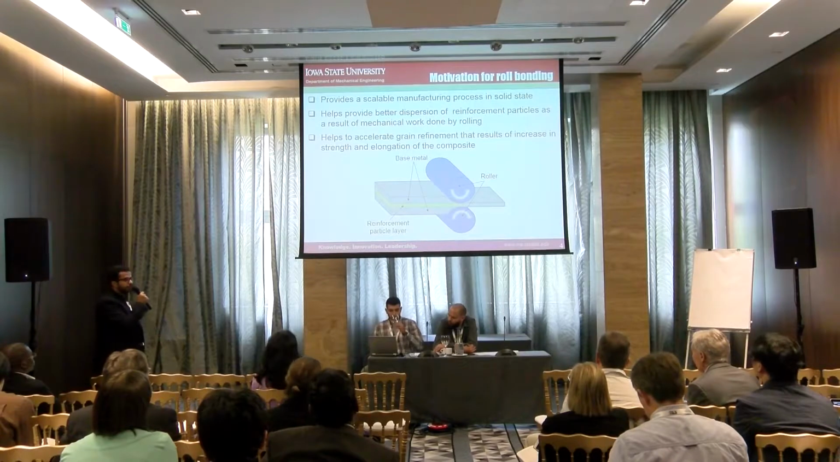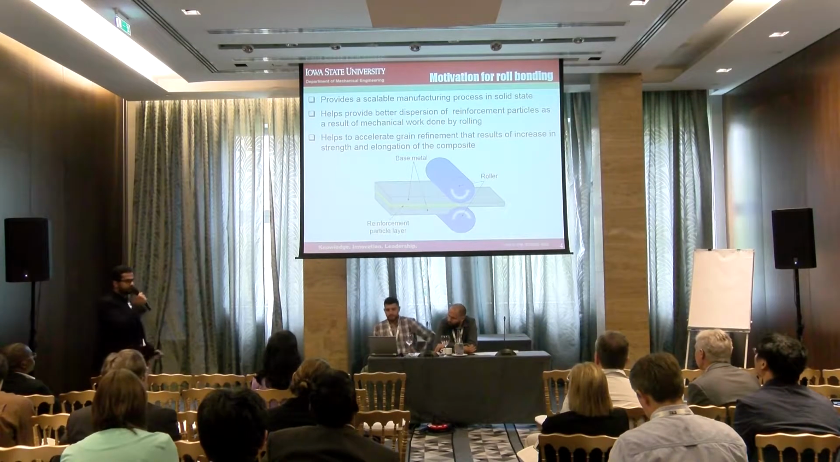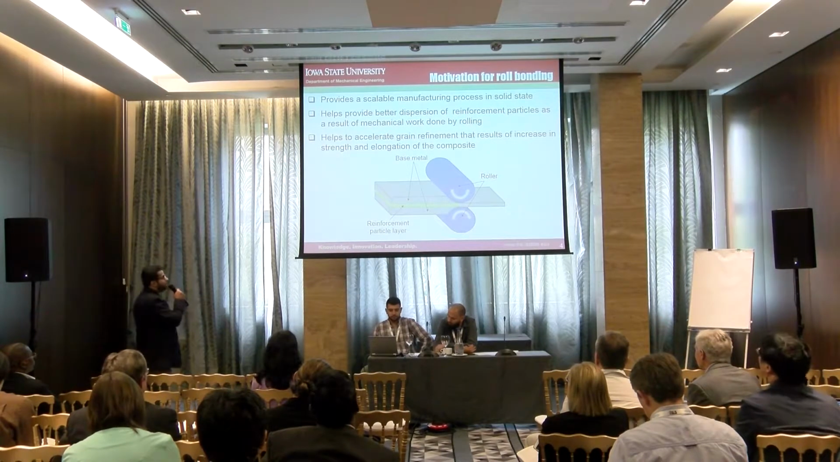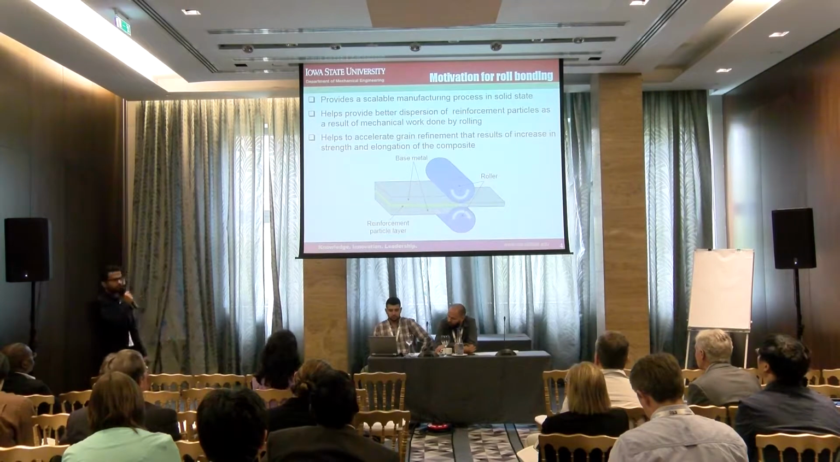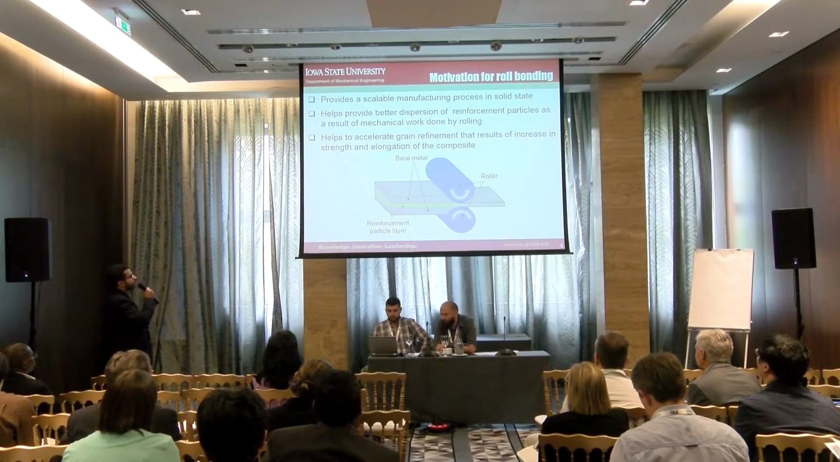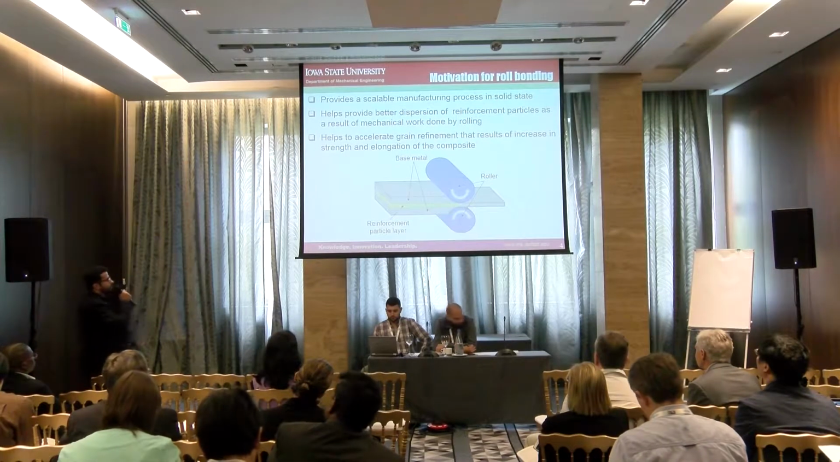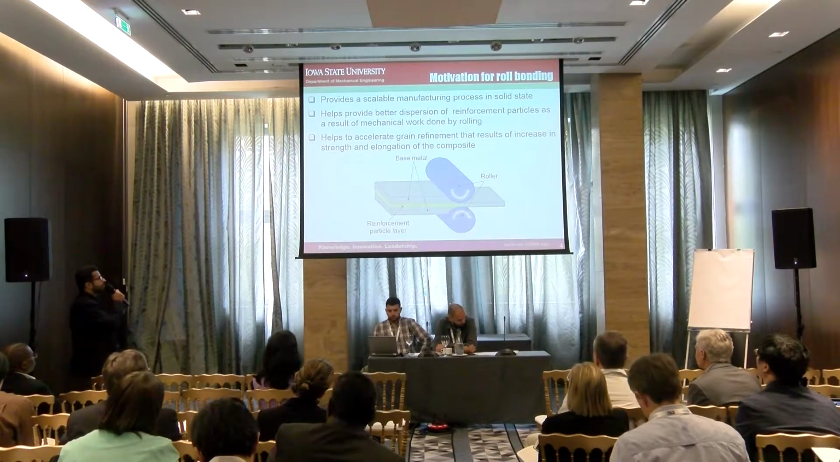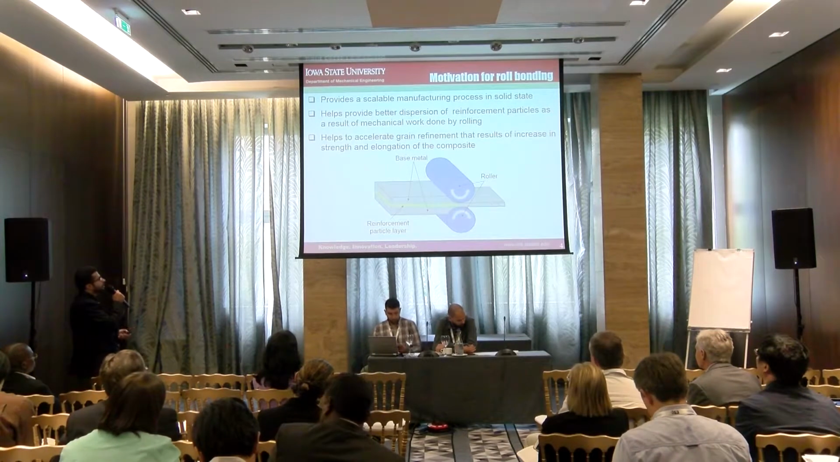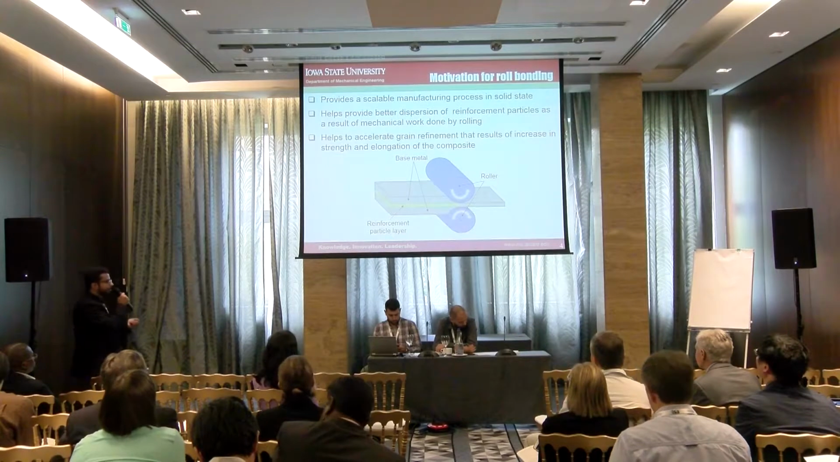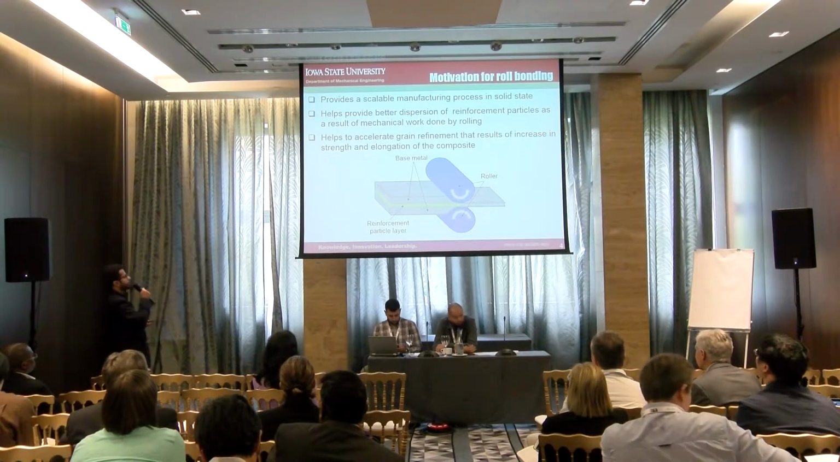For the motivation for using this process, we have used roll bonding. It is a non-complex process compared to many different kinds of processing for manufacturing multilayer composites. It is scalable. It helps to provide better dispersion of reinforcement particles, if we use some kind of reinforcement, as we did in many of our previous studies. So we use roll bonding to manufacture the aluminum-brass-aluminum sandwich composite.